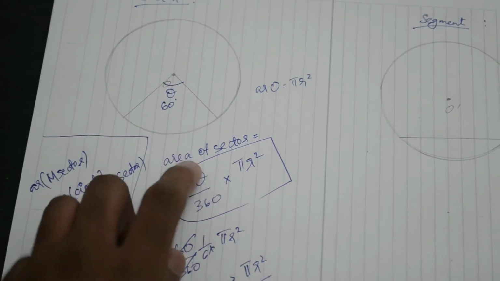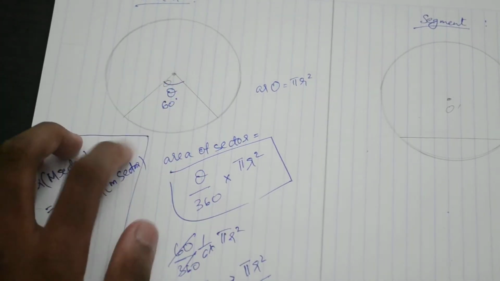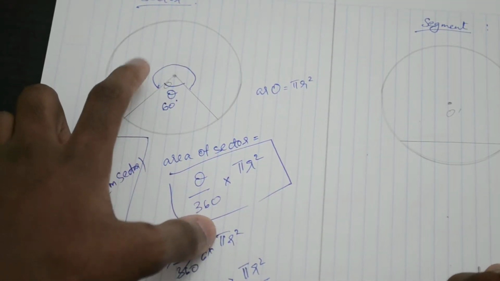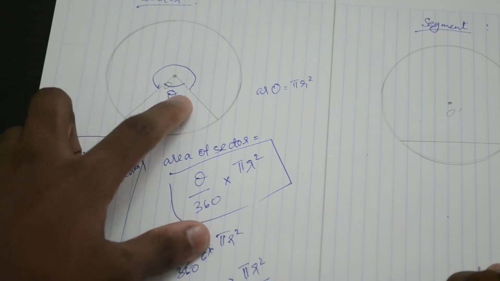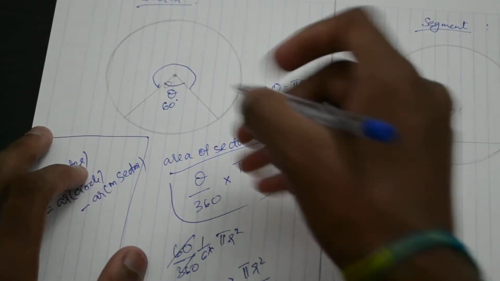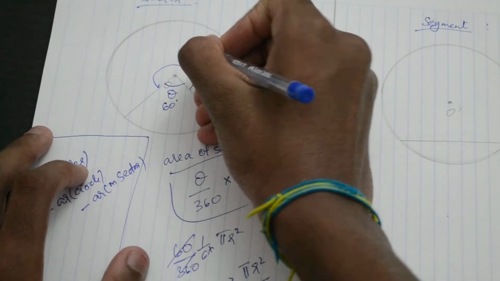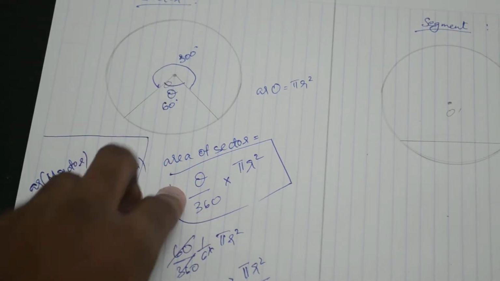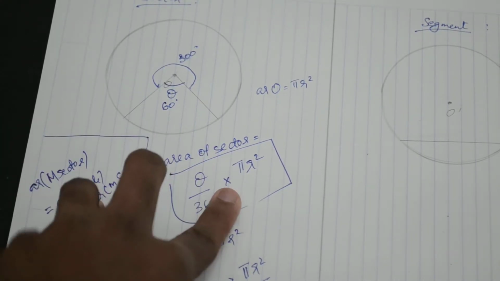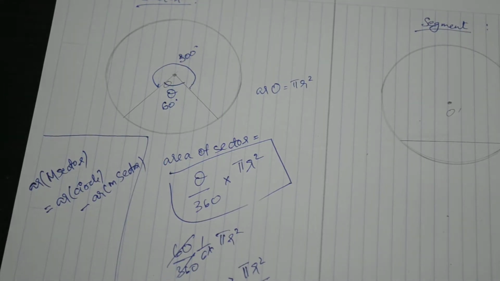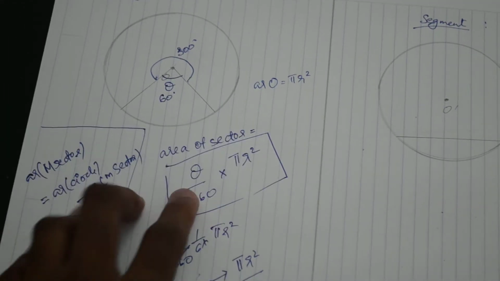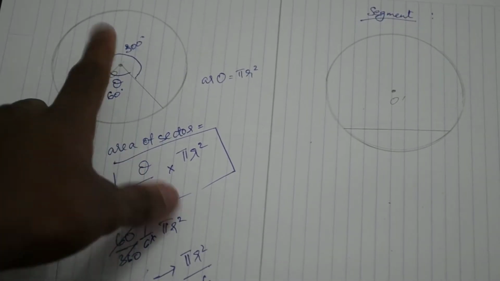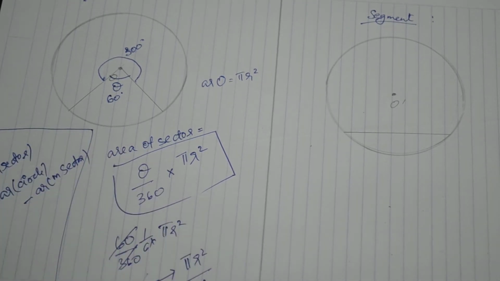Otherwise, you can use the same formula except take the reverse. So we know that this full angle is 360. So since the full circle is 360 and this is 60, that means the remaining would be 300. So if you apply the formula, you get 300 by 360 into pi r square. I hope you understood this much. So the main formula is theta by 360 into pi r square. If you use it, you'd get your marks. If you draw the figure and you write the formula, you'll get 2 marks if it's a 4 marker.